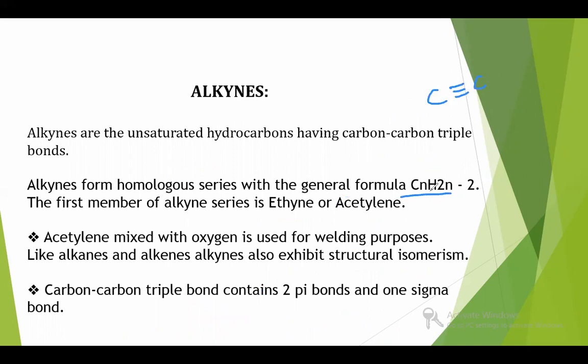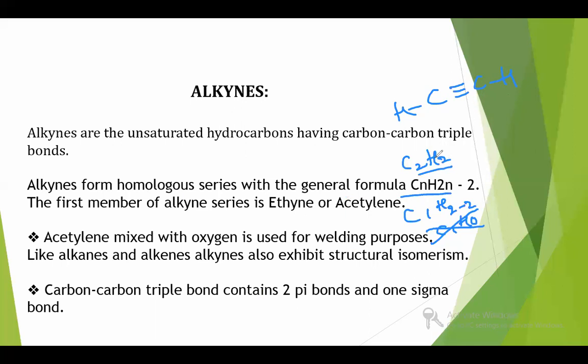For carbon number 1, CnH2n minus 2 gives C1H2 into 1, 2 minus 2, C1H0. That compound doesn't exist. So C2: 2 into 2 is 4, 4 minus 2 is 2, C2H2. The first compound in this alkyne series is ethyne, also recorded as acetylene. The series is also recorded as the acetylene series.